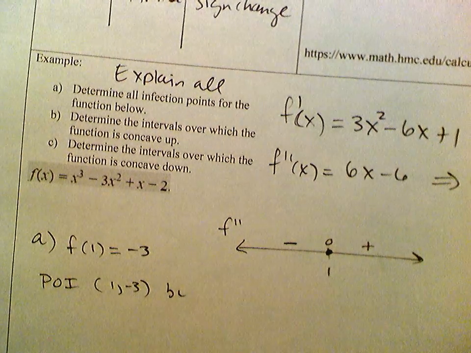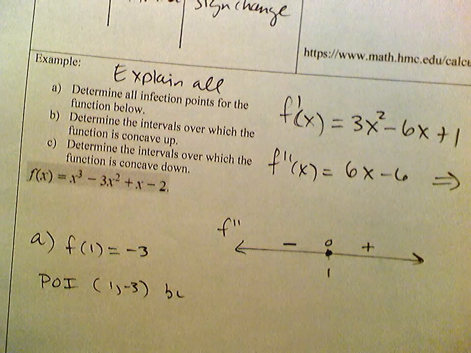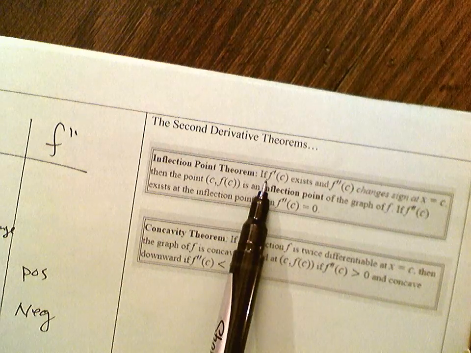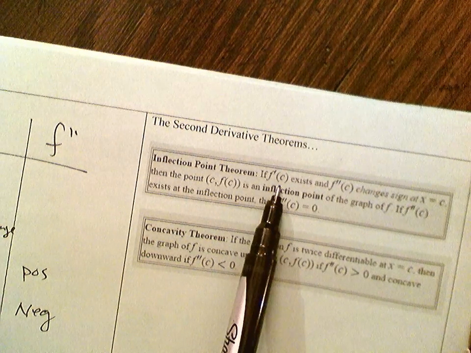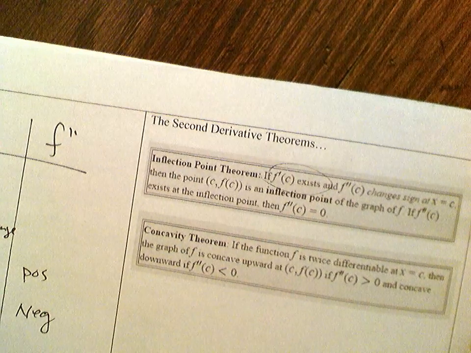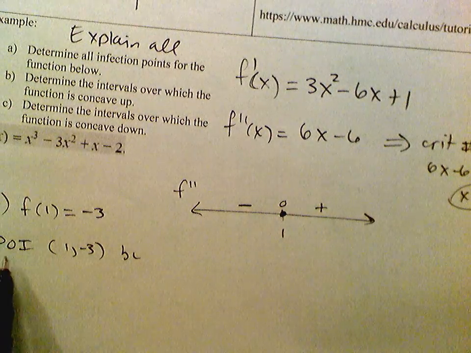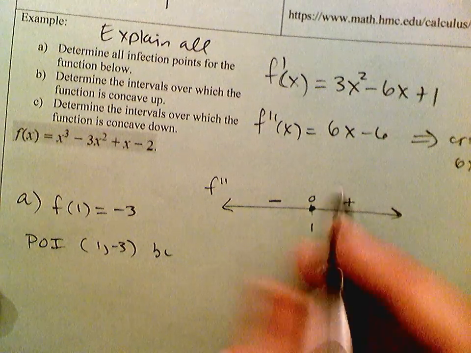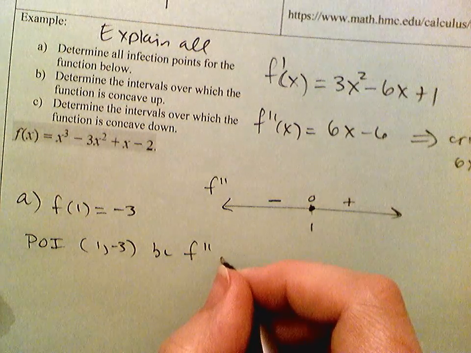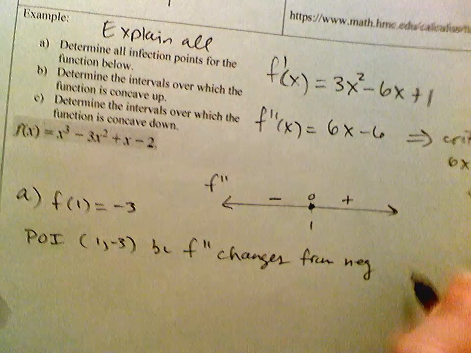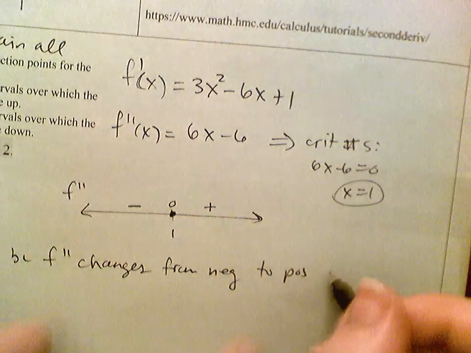And remember, please explain. I'm looking at this inflection point theorem, and I guess we have to make sure that f prime of c exists. Of course it does. There are no undefined values; these are all polynomials. I'm not really sure why we need to do that, but okay. So the point of inflection is there, because f double prime changes sign, I'll be more specific, changes from negative to positive at x equals 1. So that was part A.